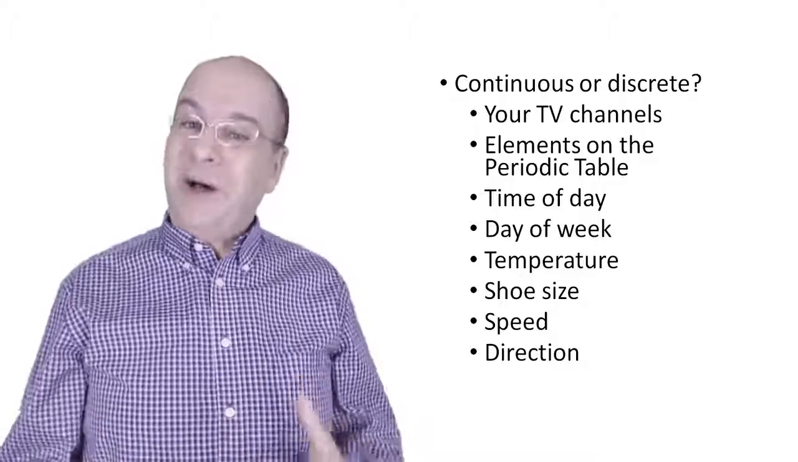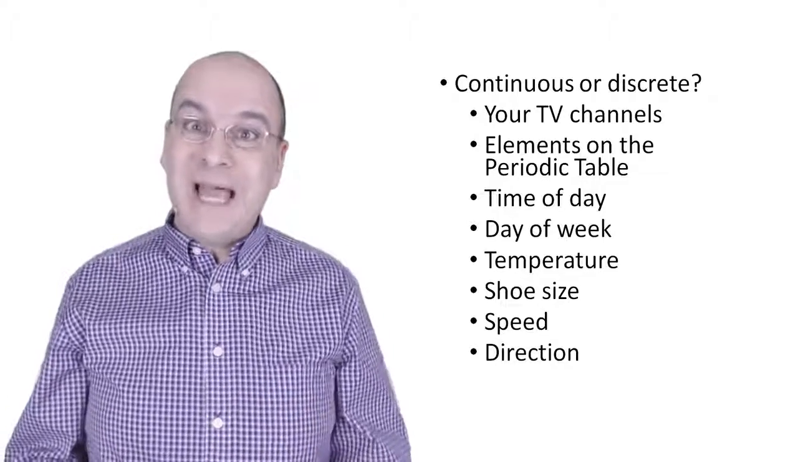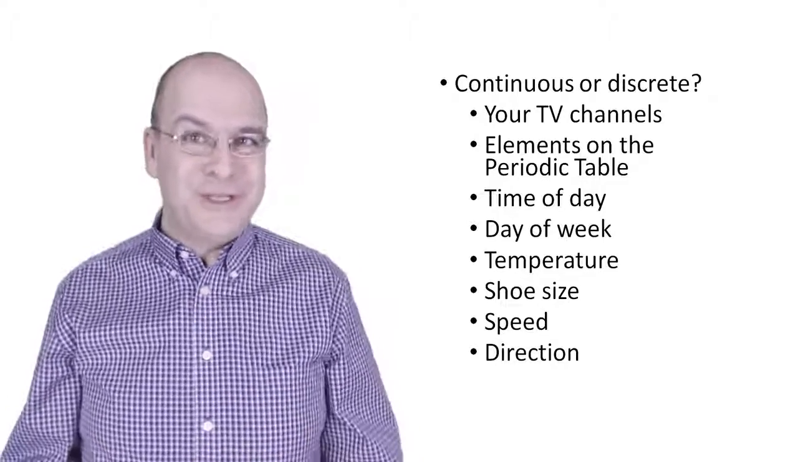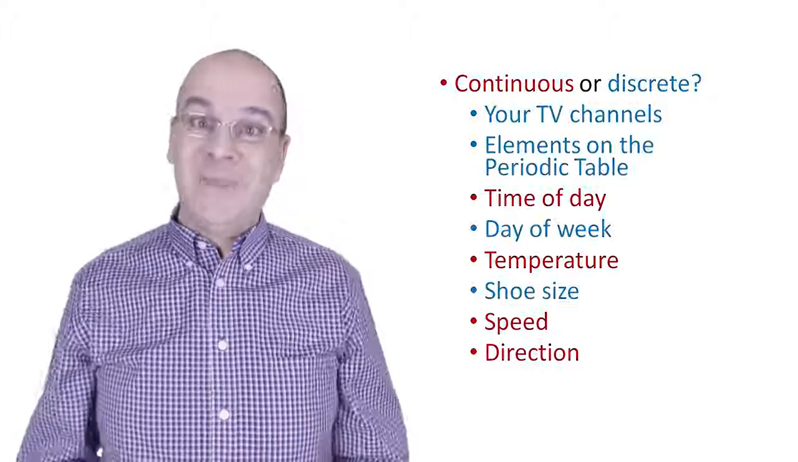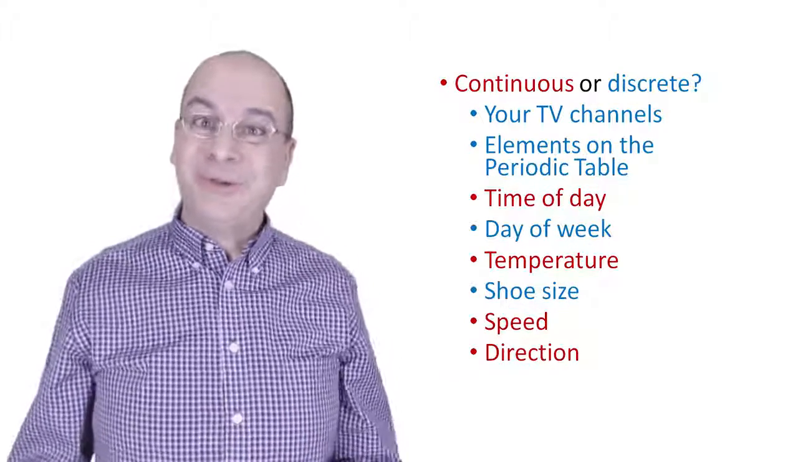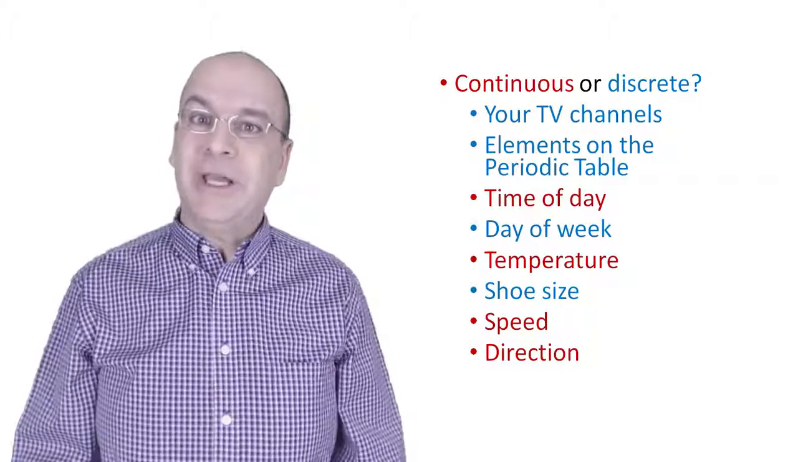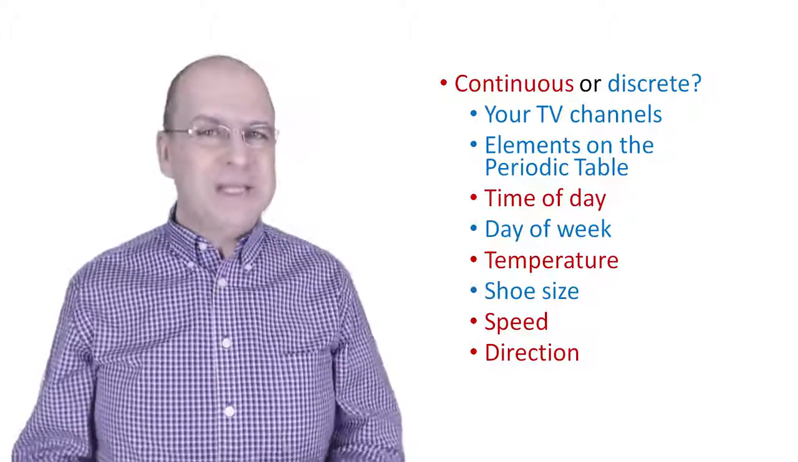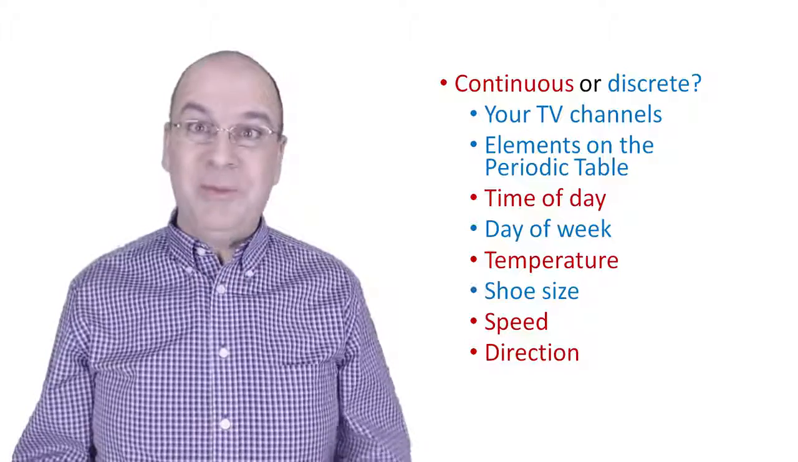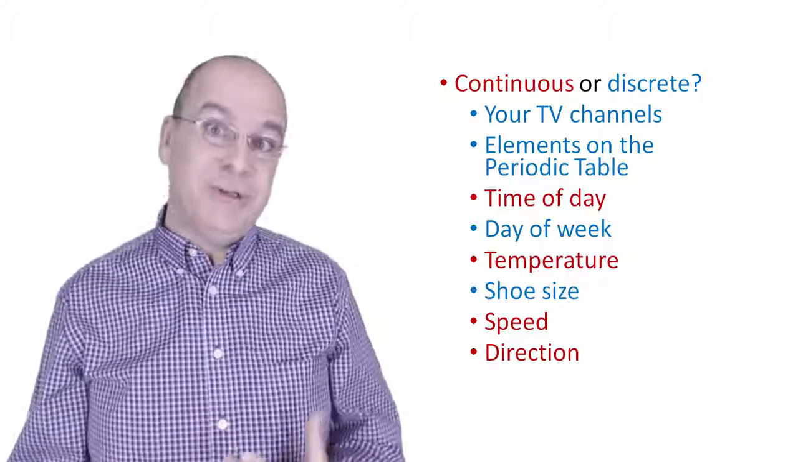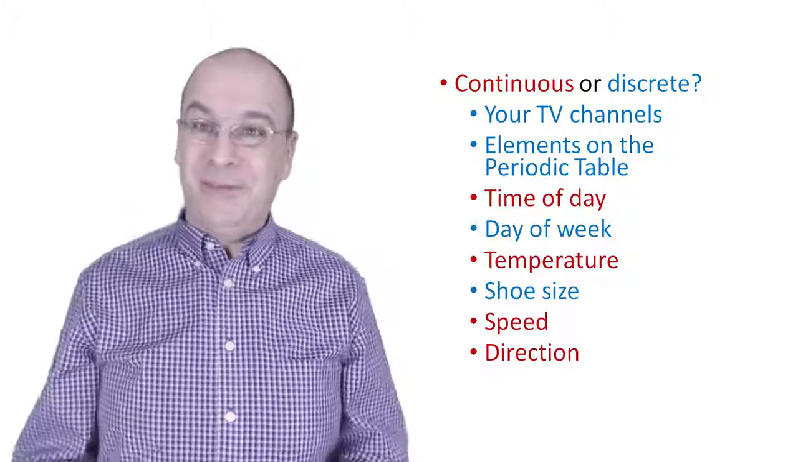So you should now pause the video and try to decide which of those are continuous and which of those are discrete. Okay, let's talk about the results. I've color-coded the results with red for continuous and blue for discrete, but because I recognize that colorblind people may not be able to distinguish between those colors, we'll talk about it as well.